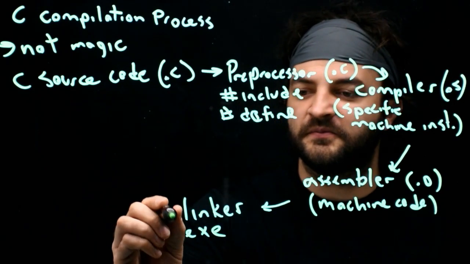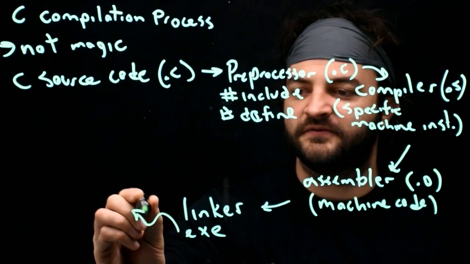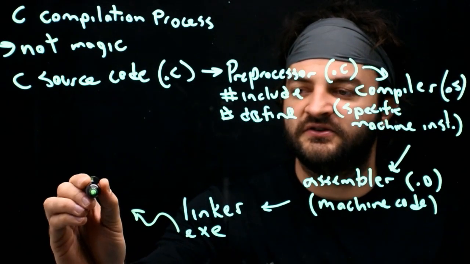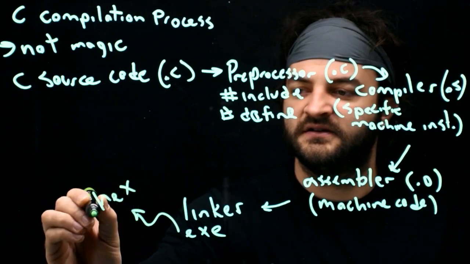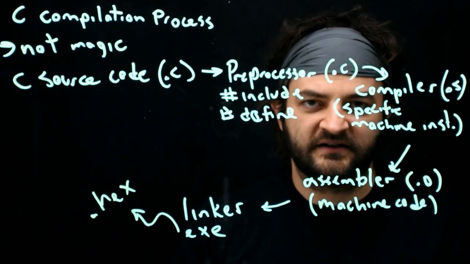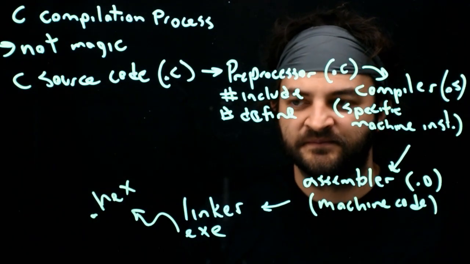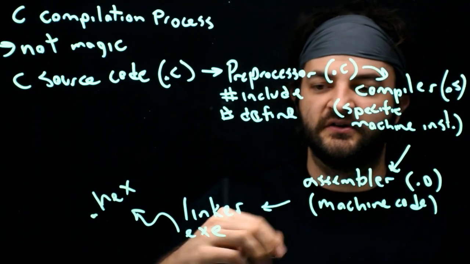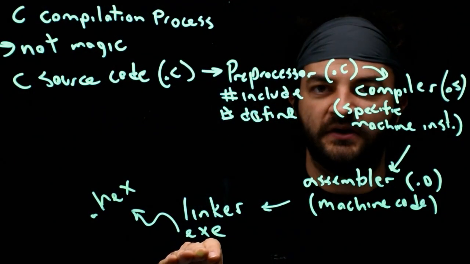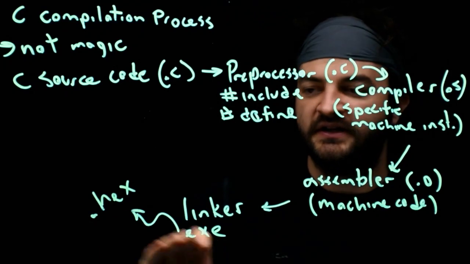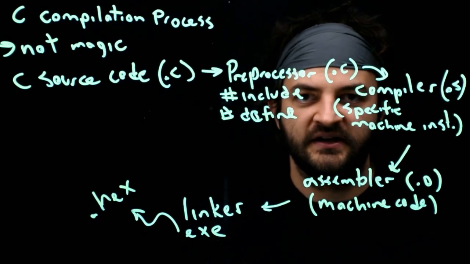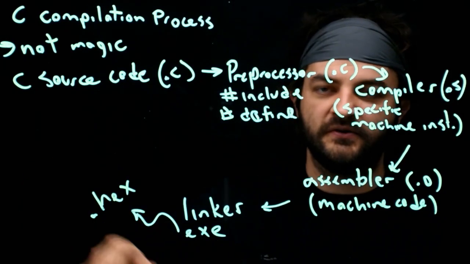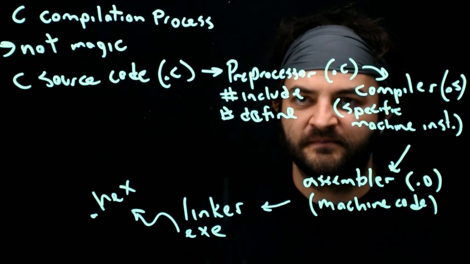And then sometimes this will go further, especially for a microcontroller, and it will get turned into a hex file. This is not hex like hexadecimal numbers. This is turning your executable object code into ASCII code that we can read again, and that's what we can then send to the microcontroller to have it program itself.